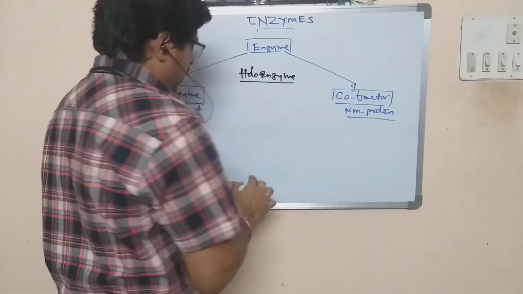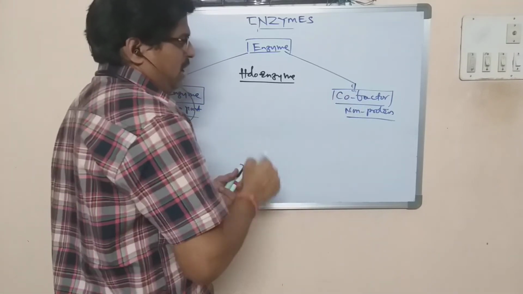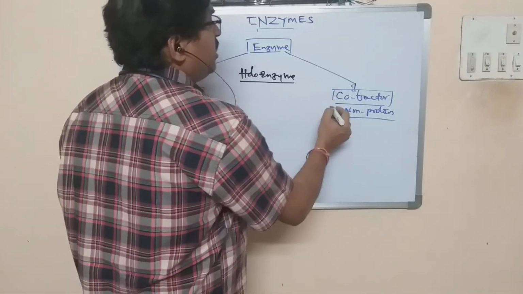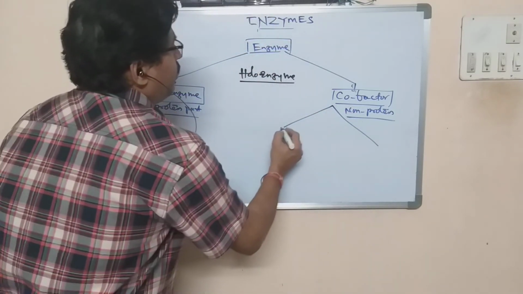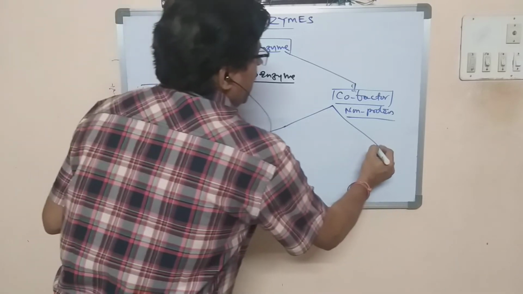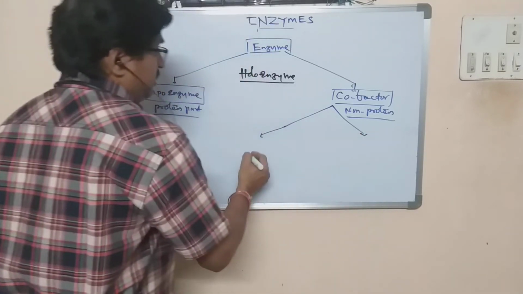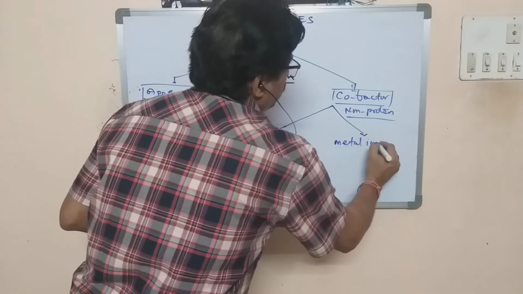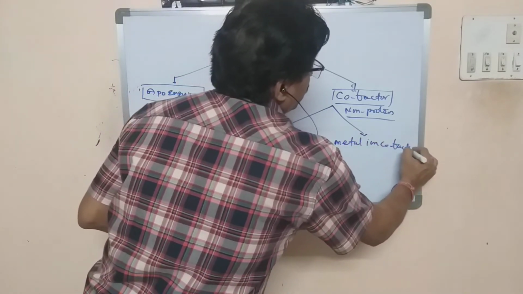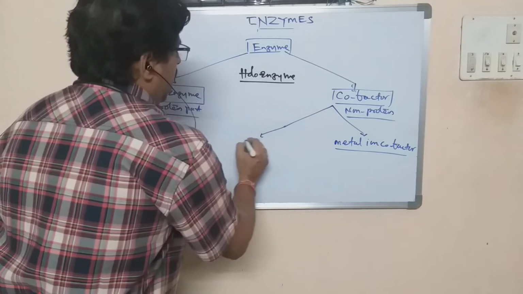Now the cofactors are actually divided into three types, but here we will divide them like this first. The first is the metal ion cofactor. Metal ion cofactors are there. And another one is called the organic cofactor.